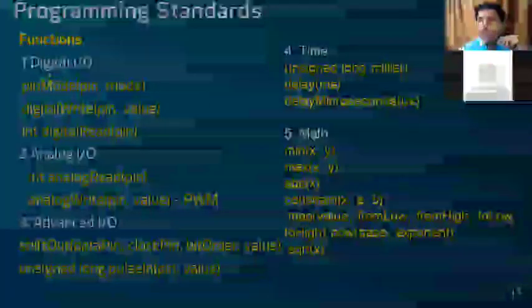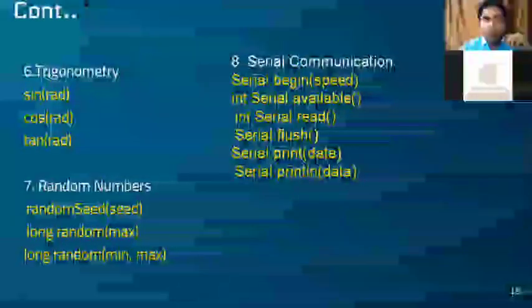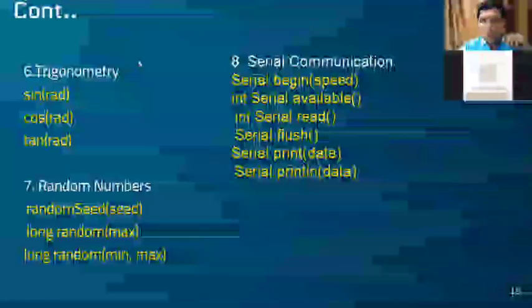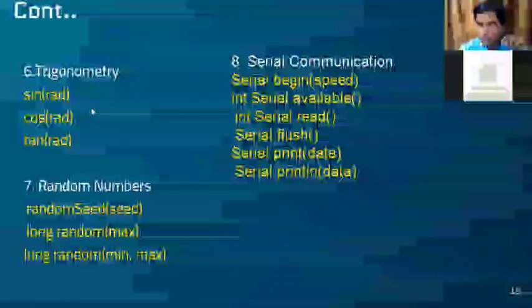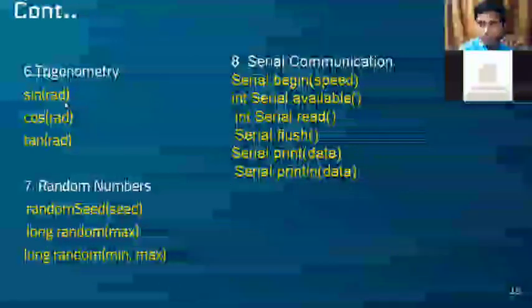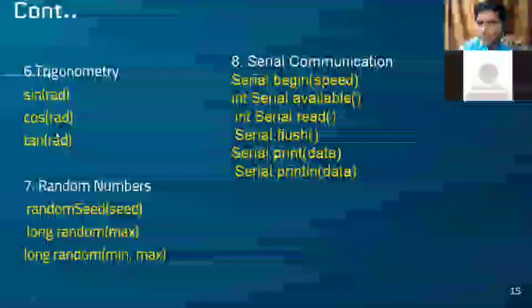And along with that, if you are writing any trigonometric functions or values, then you have to use sin with rad in the bracket, because you are using the radian values in the trigonometry. So you have to mention clearly sin rad, cos rad and tan rad.